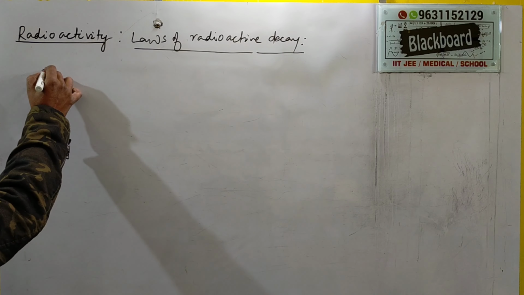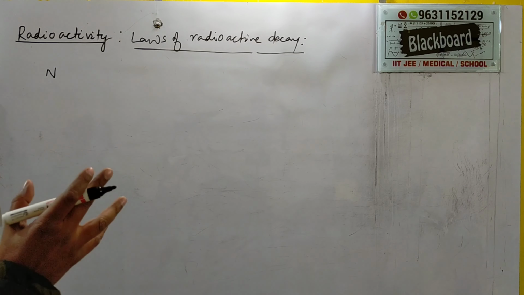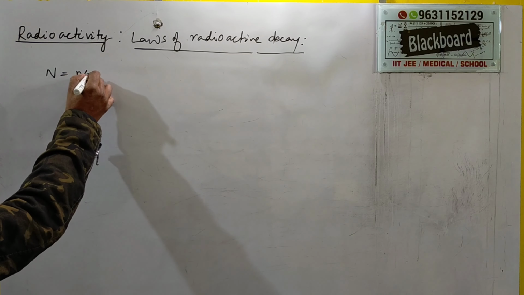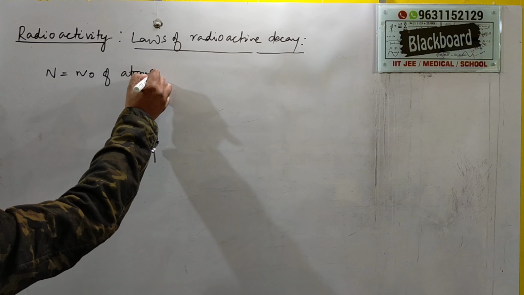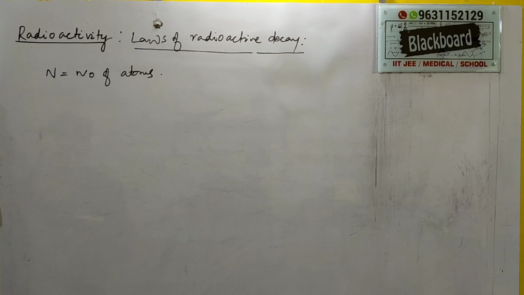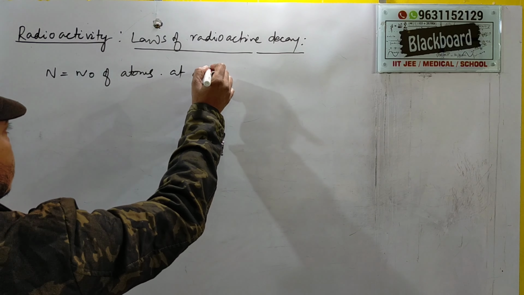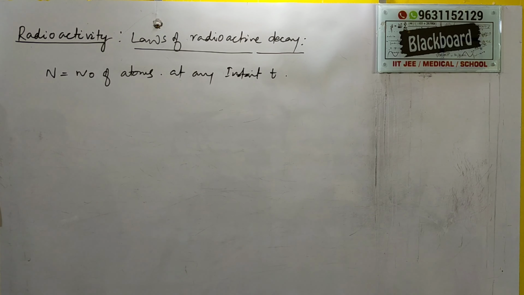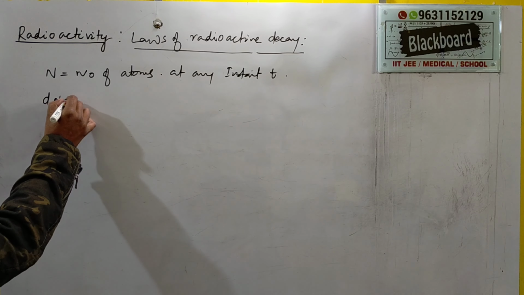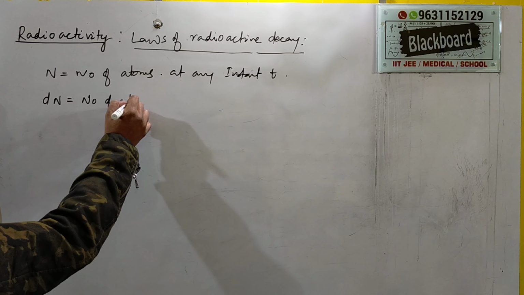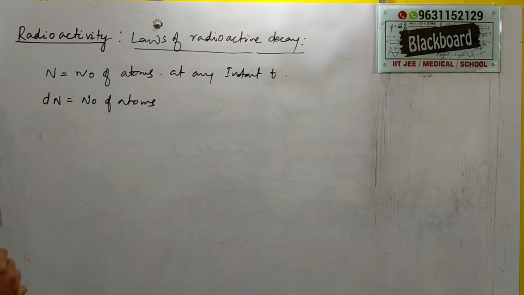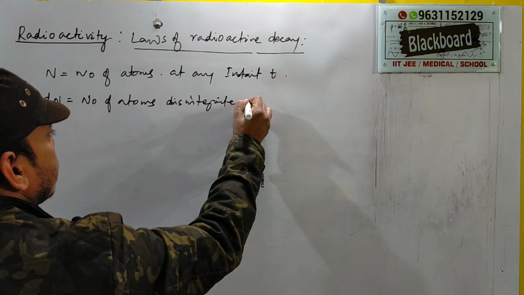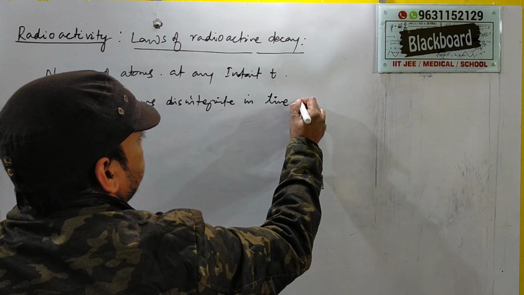Let capital N be the number of atoms present in the radioactive substance at any instant t, and dN be the number of atoms that disintegrate in time interval dt.